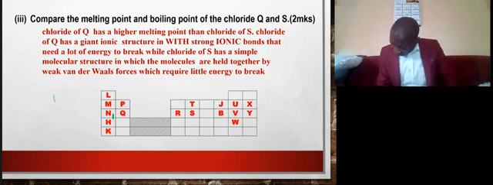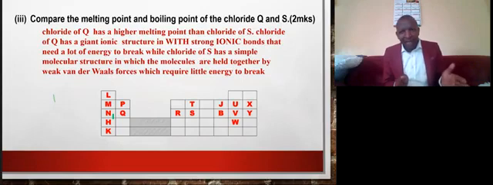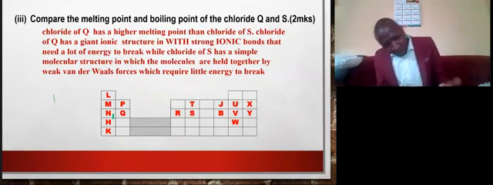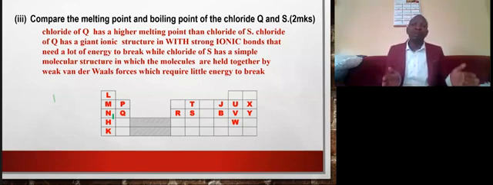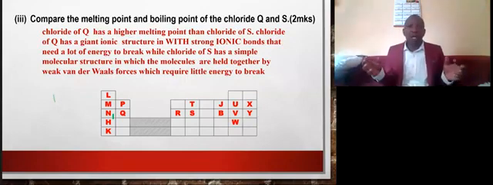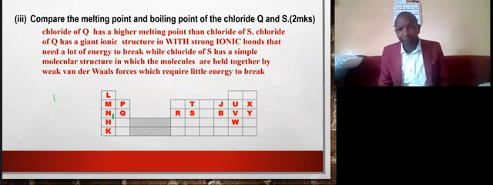Umeelewa? Umeshika? Let me repeat again. Elements in the same period, like comparing sodium, magnesium, and aluminum, you go for the number of delocalized electrons. Between sodium, magnesium, and aluminum, which one has the higher melting point? Aluminium, because it has more delocalized electrons, and therefore it has a stronger metallic bond.